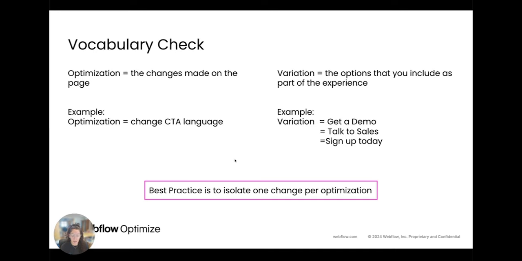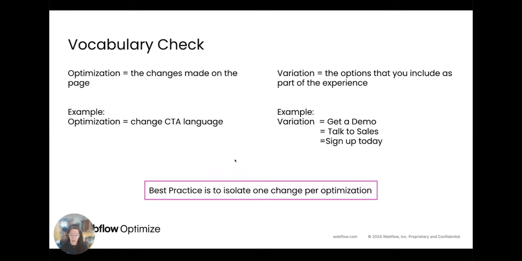And that's one of the things that's, I think, difficult at first for folks to really grasp: you really want to isolate your optimizations for one change per optimization. So let's talk about the hero just for a hot second. If we have your hero section, which typically has a headline, an image, a CTA, maybe even some subcopy, you're probably interested in changing a lot of those pieces.